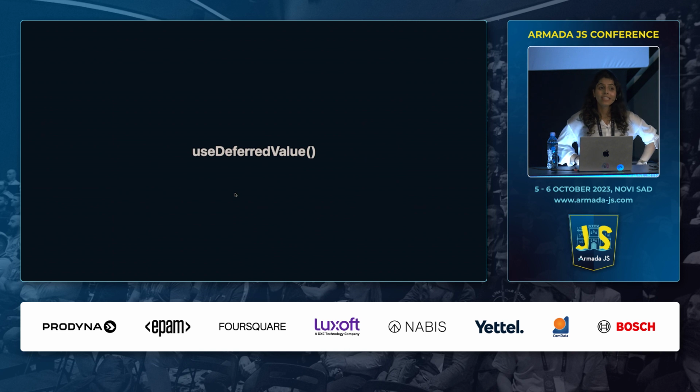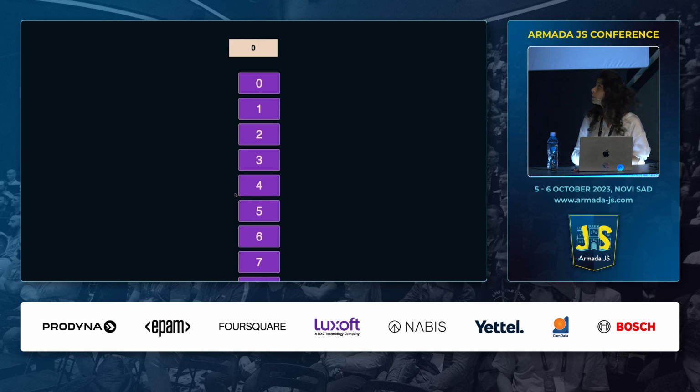But there is another hook as well, which lets us do a similar thing. It is called useDeferredValue. It does the same thing, but it's just a different way of implementing. So we will also see how we can use that. Let's take another example for it. This is a very similar example. It's also updating a list of items.